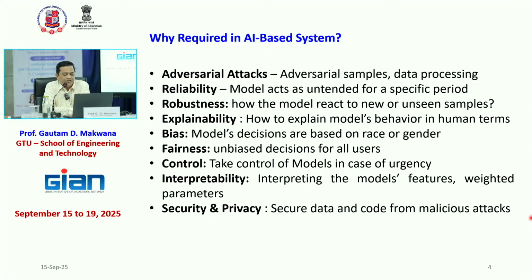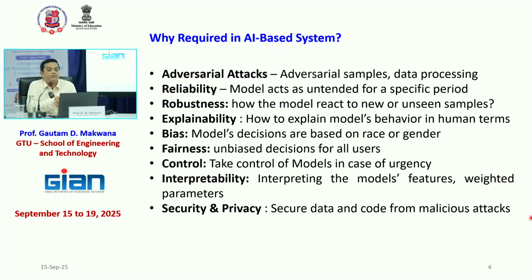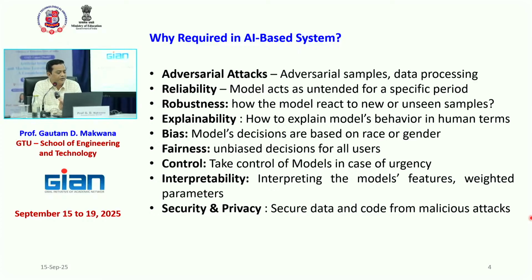So the model decisions are based on race or gender. So this is one of the key concepts, reducing the biasing based on different kinds of algorithms and data sets. And then there is fairness, the unbiased decision for all the users. What is fairness? Whatever kind of data, whether it is good or bad, odd or even, your AI should make unbiased decisions for all the cases. And then control is taking control of the model in case of urgency.